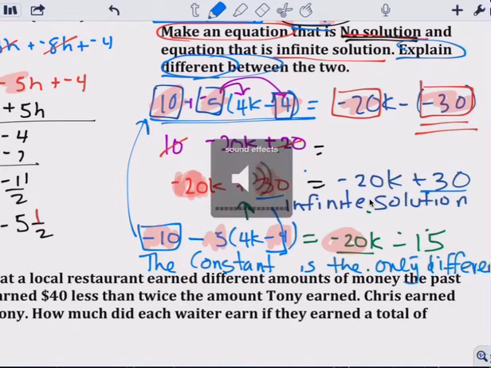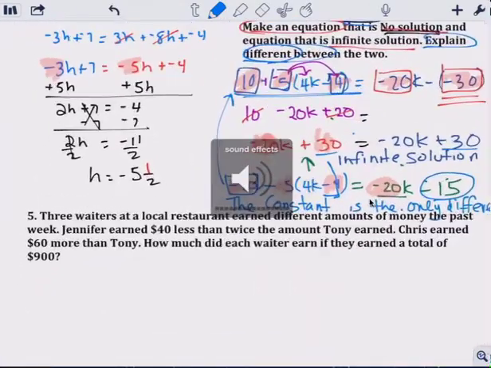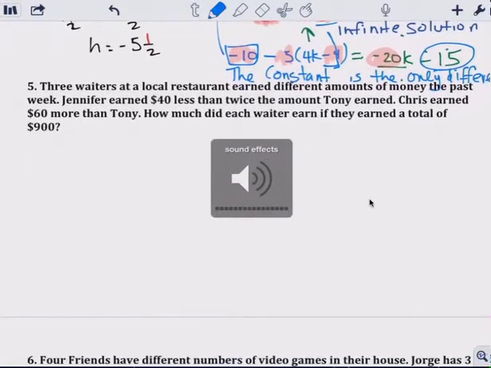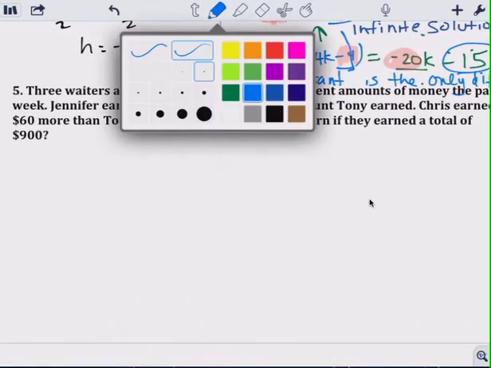In this case, this side, the constant is 30, just like the other one, and the constant on this side is negative 15. Okay? You have to explain it. I ran out of room because I will ask you on a test. It's a good test question for me.